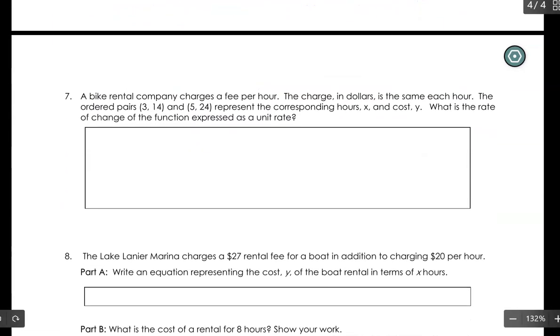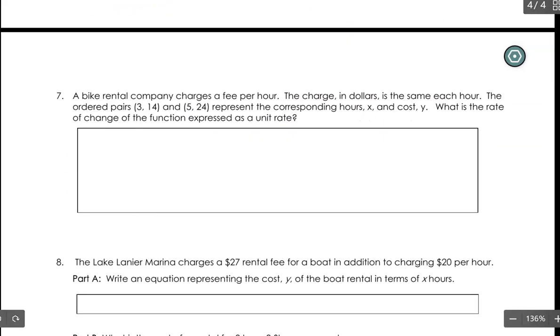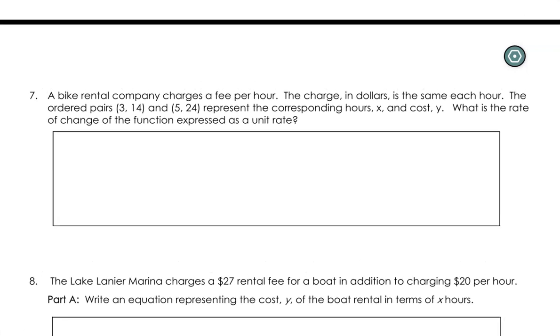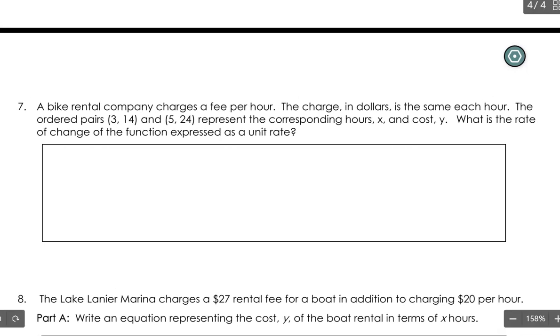All right, let's look at number 7. A bike rental company charges a fee per hour. The charge in dollars is the same each hour. The ordered pairs (3, 14) and (5, 24) represent the hours, x, and the cost, y. What is the rate of change? Rate of change is y2 minus y1 over x2 minus x1.